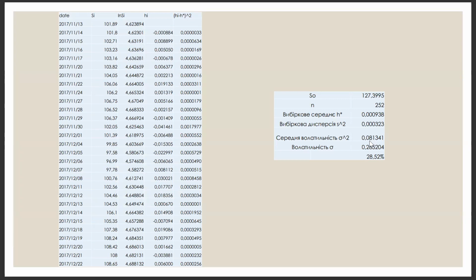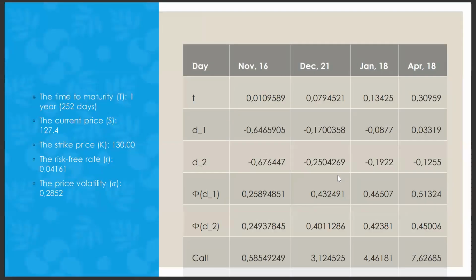If you would like volatility per year, we just multiply it by the square root of the number of working days in the year. And in this case, it is 28.52%. And I can say that it's approximately usual volatility, so it is from 15% maybe to 60%, something like this. Okay.